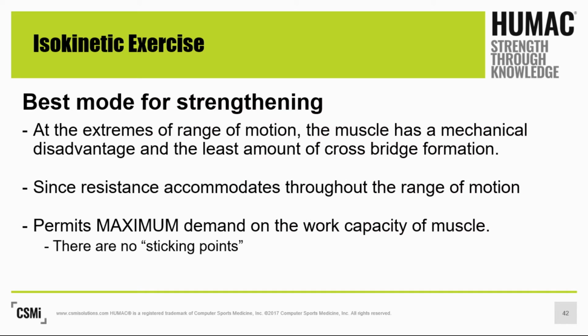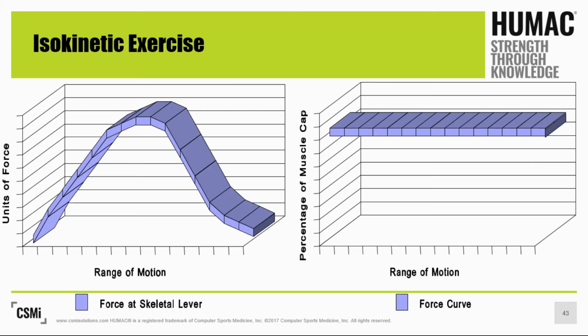When we're talking about the mode of exercise, isokinetic is the best mode for strength training. At the extreme ends of the range of motion, the muscle is at a mechanical disadvantage due to the changes of lever arm as well as a reduced amount of cross-bridge formation in the sarcomere. But because the machine will accommodate the resistance to match the patient's level of effort, the muscle can be exercised at a maximum demand throughout the range of motion, so it eliminates any sticking points that can occur with traditional isotonic training.